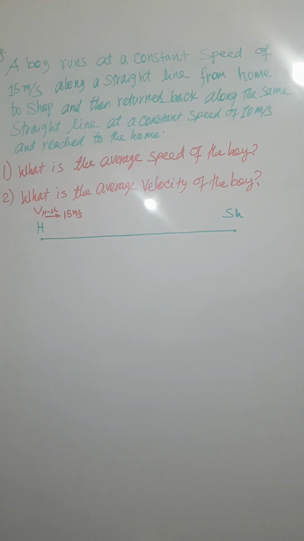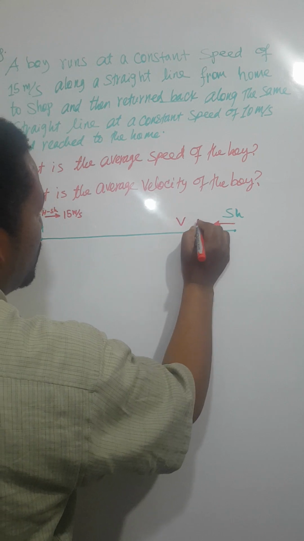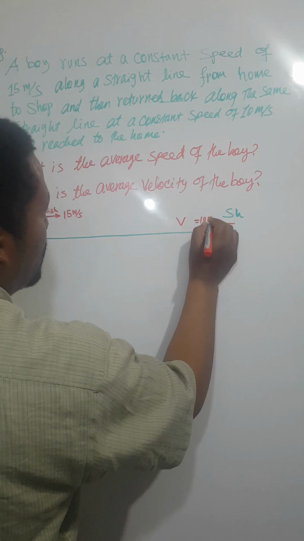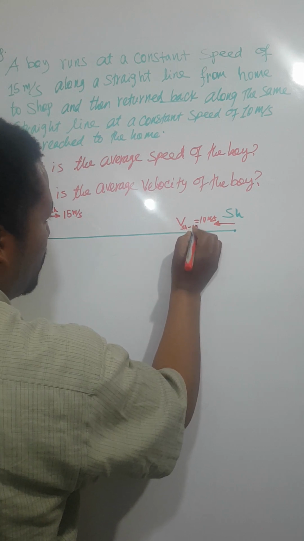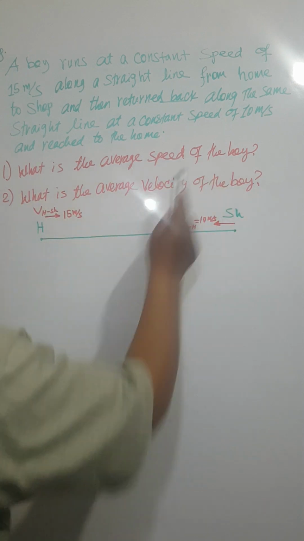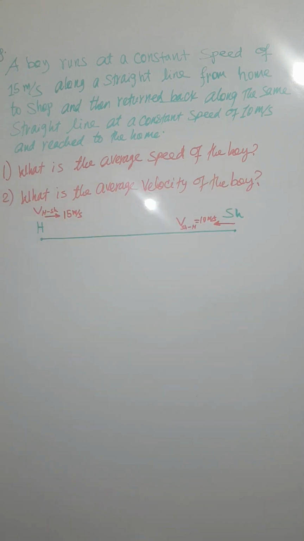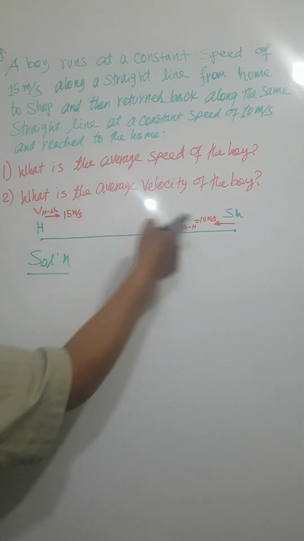And the boy has returned back with the speed of 10 meters per second. This is the speed from shop to home. Good. So we are supposed to find the average speed and average velocity of the boy. By definition, here we have the solution because the givens are here.